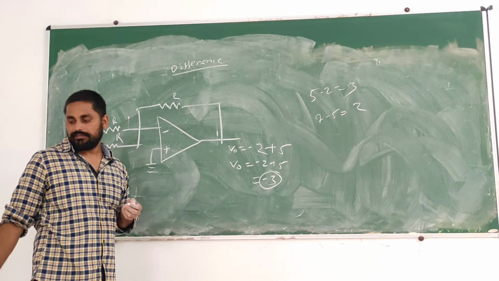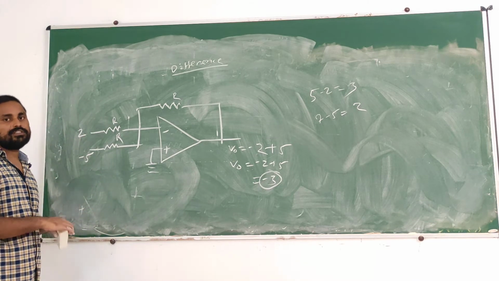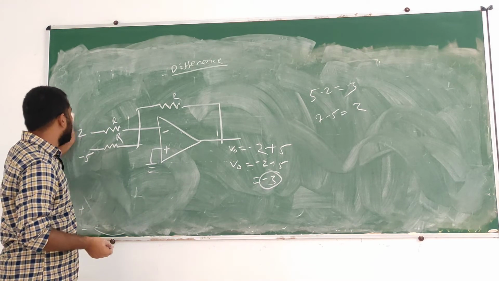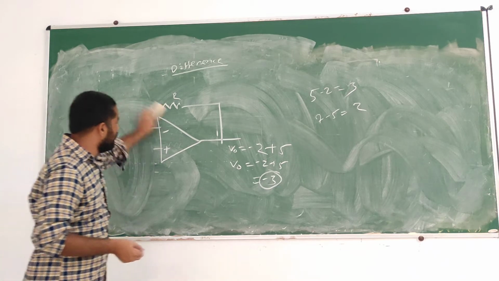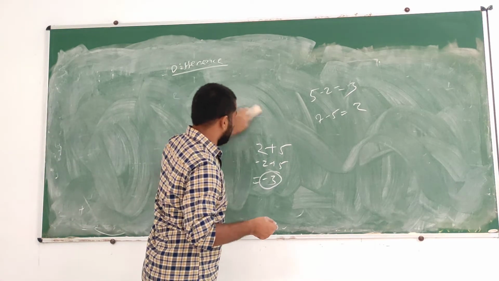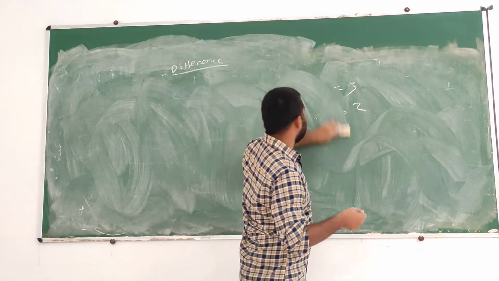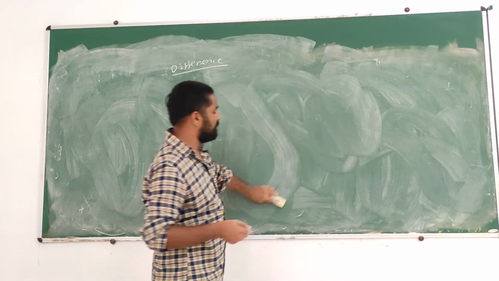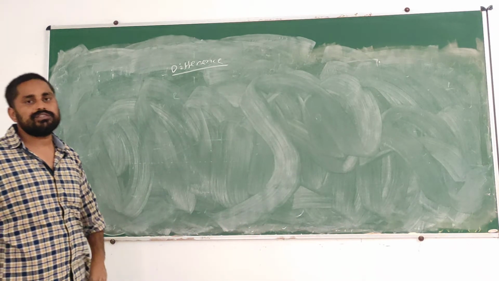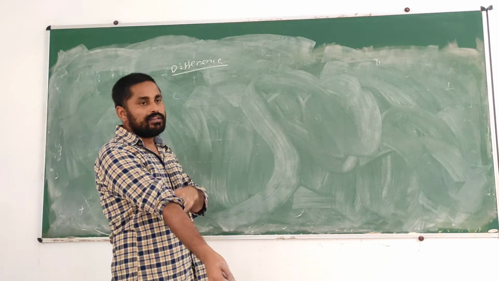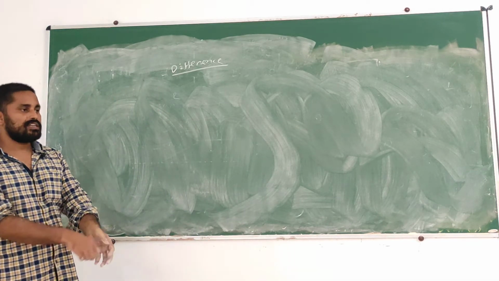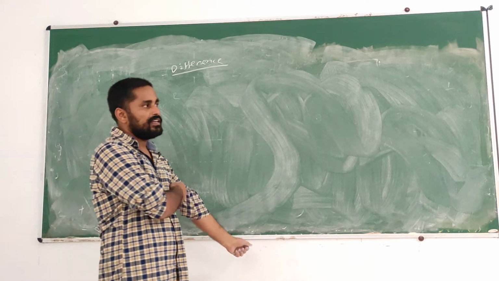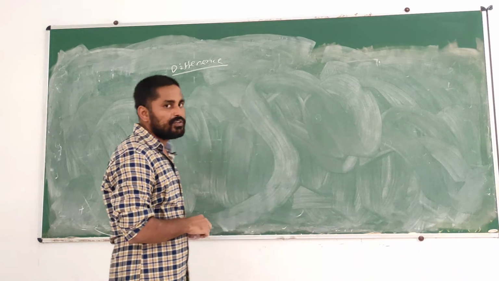Now suppose you don't have only a positive supply, how can you find the difference? For that we are drawing another circuit. Here it is done if we have both negative and positive supply. Suppose in the lab we don't have the negative supply. It will be there for the biasing, but you don't have an extra variable negative supply. Then how are you going to do it?